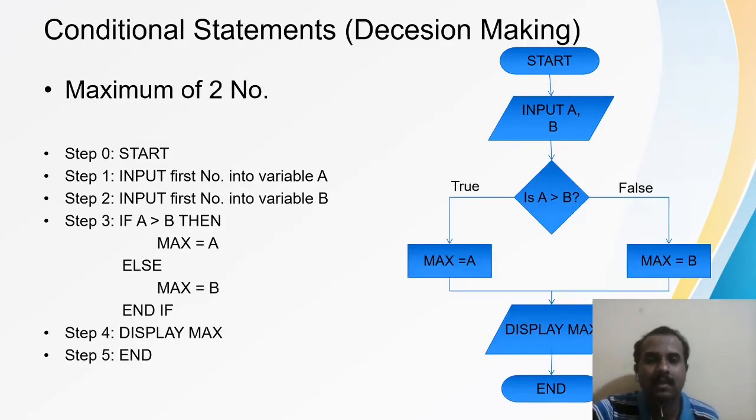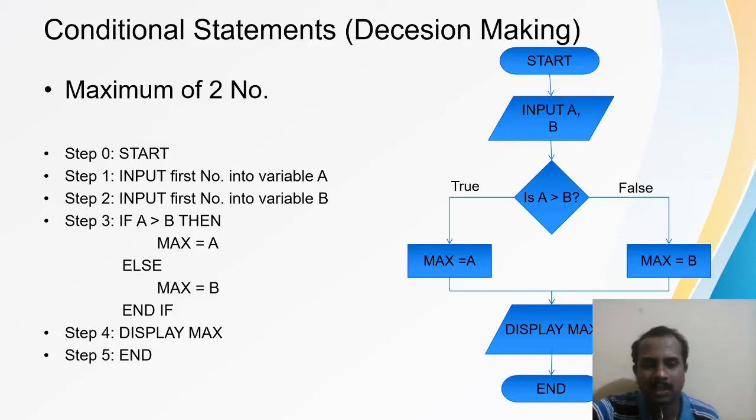Conditional statement, as I already mentioned, depending on the condition, you are going to execute a set of statements. So I'm trying to find the maximum of two numbers. Again, the first step is start. Next you are going to input the first number to variable A, and second step is you are going to input the second number to variable B.